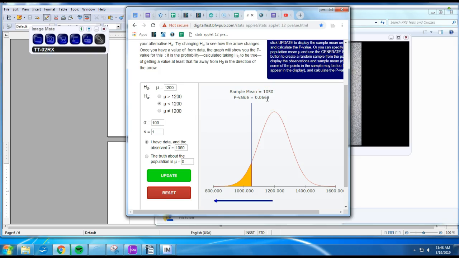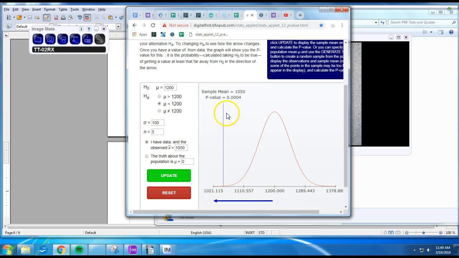So the lower this is, what does that make you think? They were lying. Usually the cutoff is 5%, so this is 6%, so the cutoff isn't quite there for me to say they're lying. But that's only one test. I randomly picked one student, and they got a 1050. Let's say I picked 10 students and their average was 1050. Well, now the probability, I went too far, off the screen.